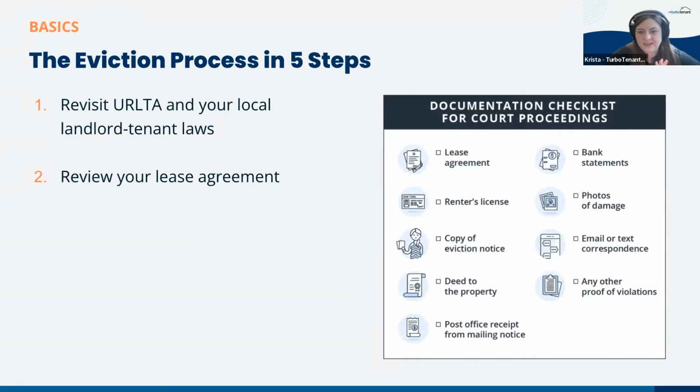However, if you can't, what you're going to want to make sure you have in tow are these documents as listed in the graphic on the right. So things like a lease agreement, the renter's driver's license, copy of the eviction notice, etc. Everything that you need to pull together to say, this is who my tenant is. Here's the proof that this is who they are. Here's what they agreed to, and this is what's going on in terms of the context of the situation.